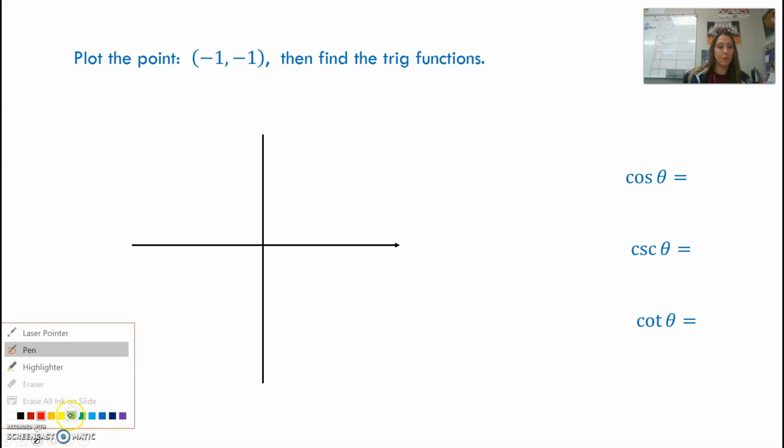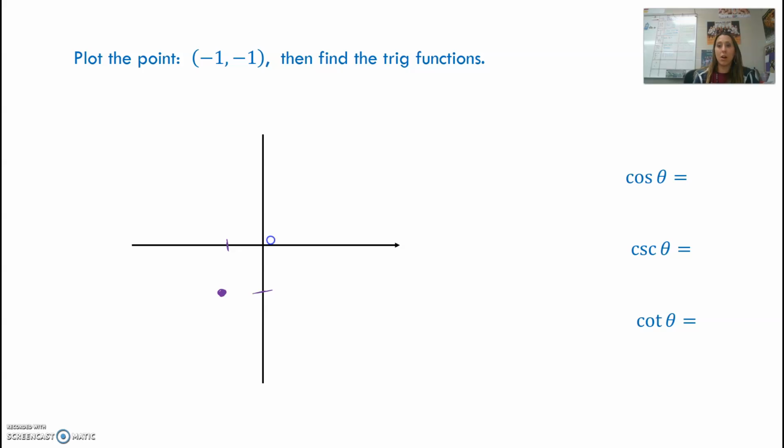We're going to plot -1, -1. So I'm going to make -1, -1. So we got to go -1, -1. And so I'm going to put it right here. There's my point. Then remember, we always draw our ray coming from the origin, so at 0, 0, through our point. So our ray is going to go through here. I'm going to go like that.